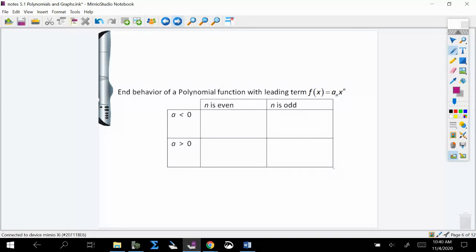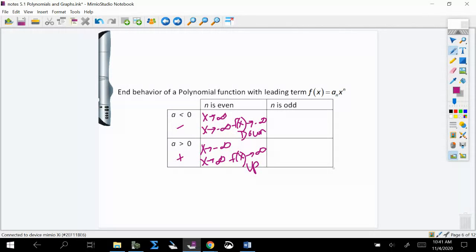If it is even and you have a negative leading term, so it's like a negative x to the second or negative x to the fourth, as x goes to infinity and as x goes to negative infinity, your function will go downwards to negative infinity. It will head down. If n is even and your first number is positive, like an x squared or an x to the fourth, both sides, so the left and the right, will go up towards positive infinity. So we would say both ends are upward towards positive infinity.